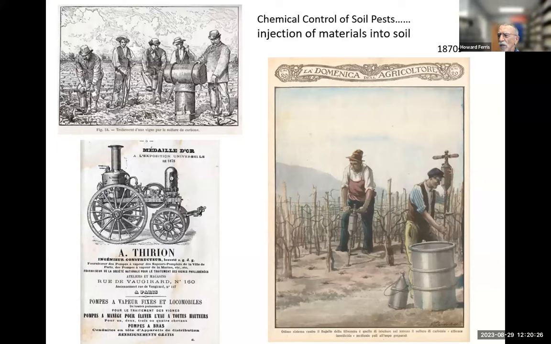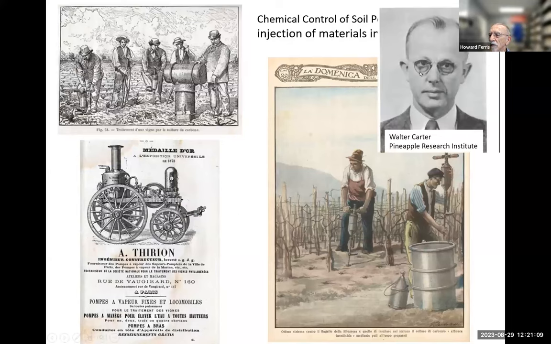Okay, so why are soils the way we see them? 150 years ago, particularly in France, the idea of injecting toxins into the soil, poisons into the soil, in this case to control phylloxera, began to evolve. And carbon disulfide particularly was the material of choice at that time, and they either did it by hand injection, or they had some kind of exotic machine that would go through the field and inject carbon disulfide and control phylloxera in vineyards either before or during planting.